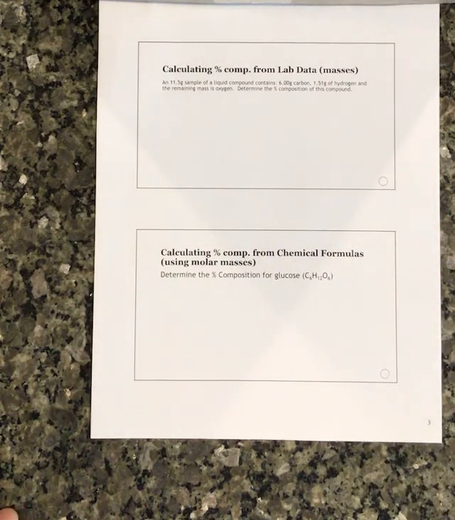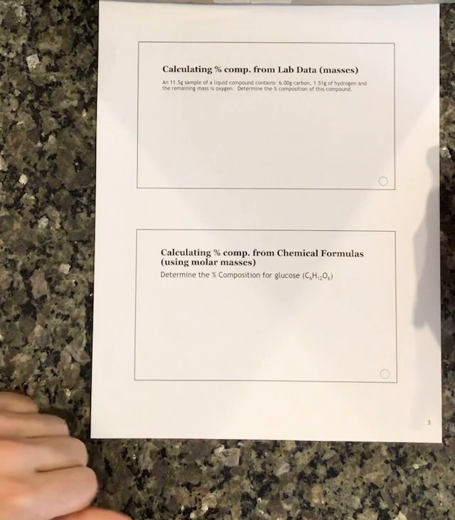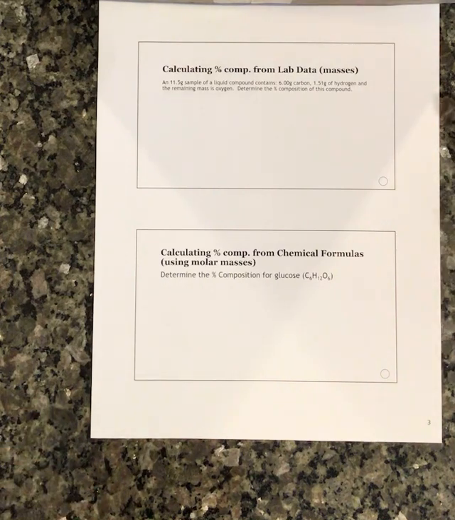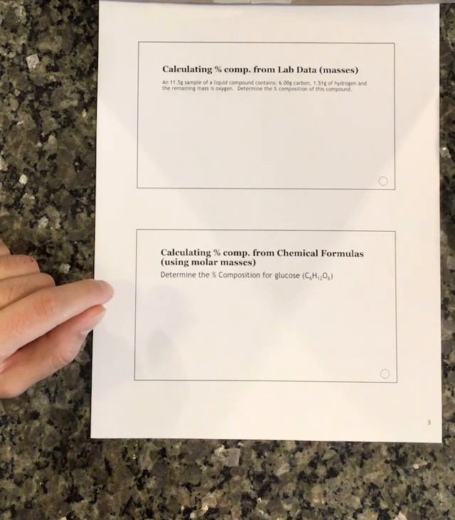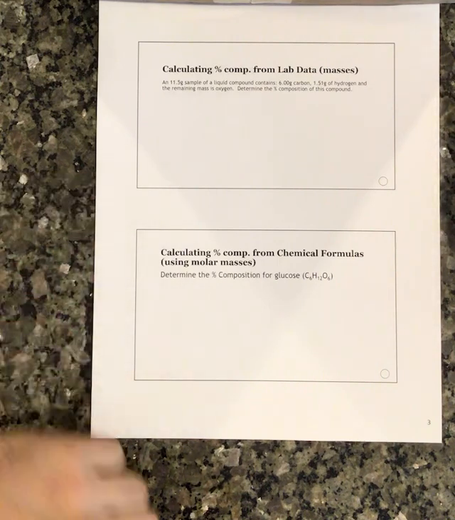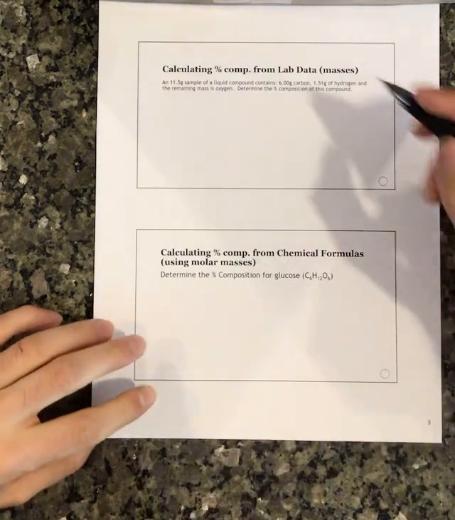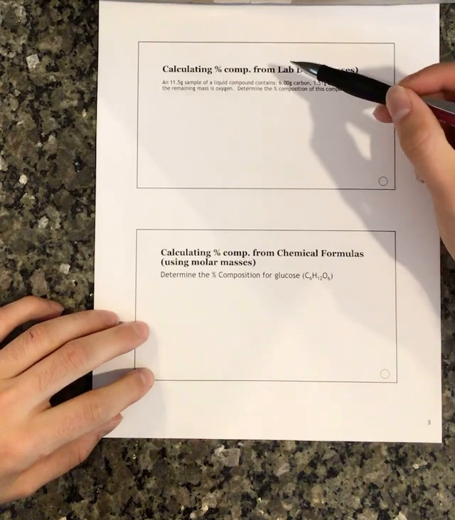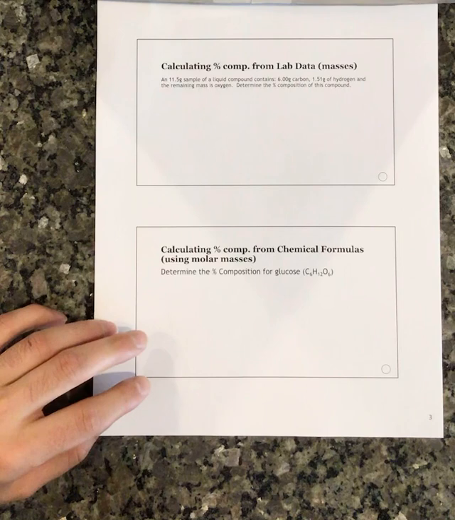So, an 11.5 gram sample of a liquid contains 6 grams of carbon. It contains 1.51 grams of hydrogen, and the remaining mass is oxygen. Determine the percent composition of this compound. The first thing that we're going to do is figure out how much weight we have of carbon, hydrogen, and oxygen. We're going to need that.